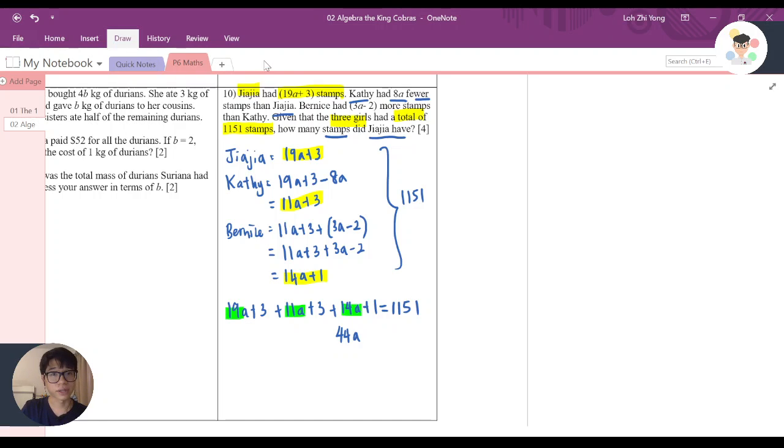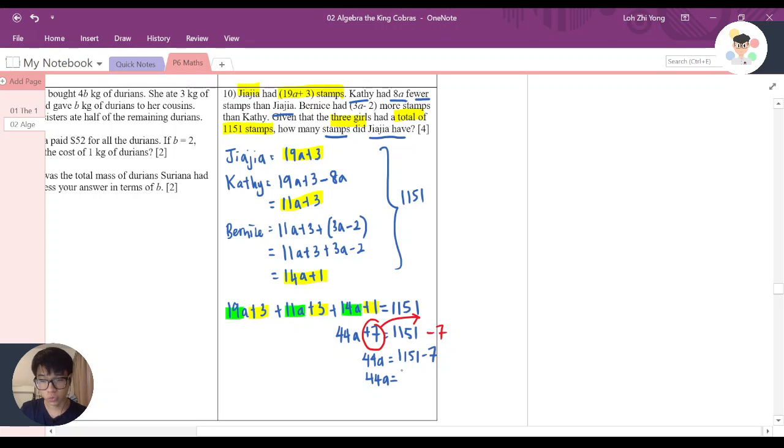And we need to look at the rest of the numbers here. I have plus 3, I have plus 3, I have plus 1. So I know it's plus 7. So plus 7 is equal to 1151. And as I know, I need to find what A is first. So I need to remove all the numbers. So I need to have this plus 7 move to the other side to become minus 7. So it will become 44A equal to 1151 minus 7. And it will be equivalent to, if you press on your calculator, 1144.